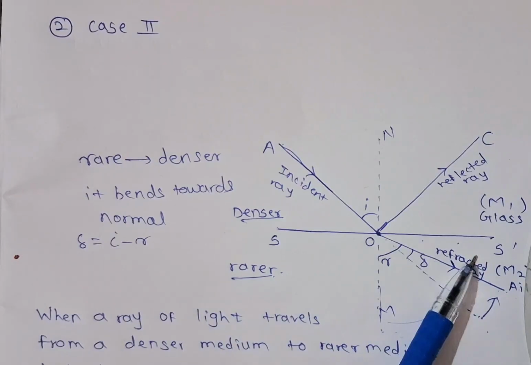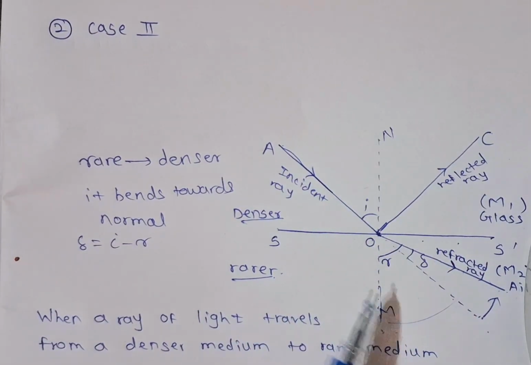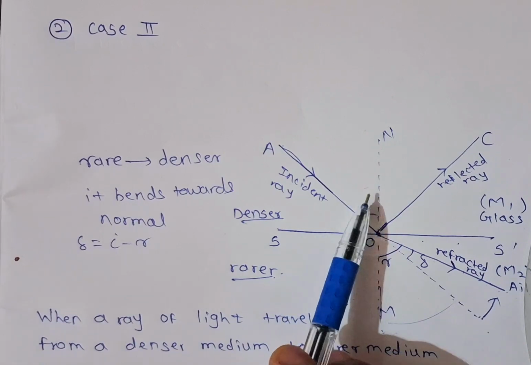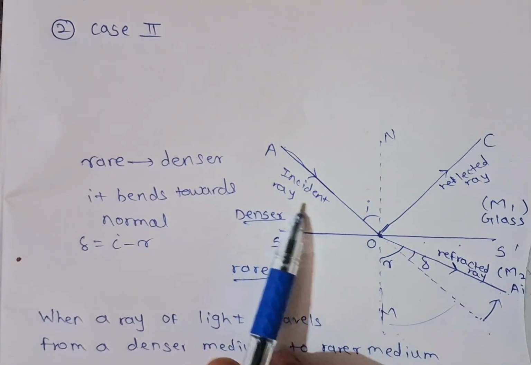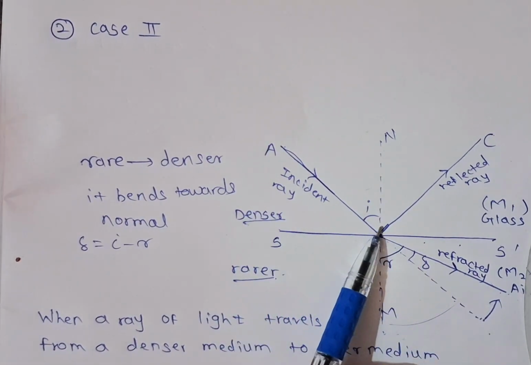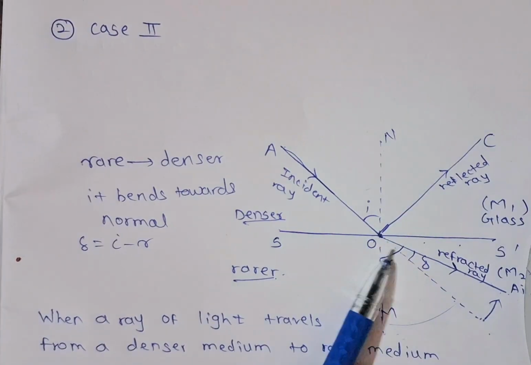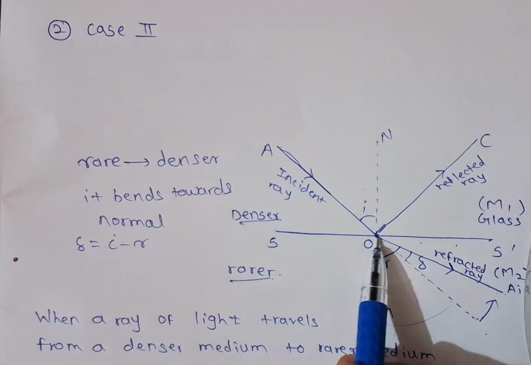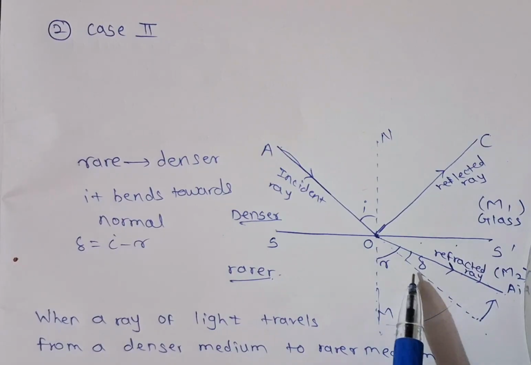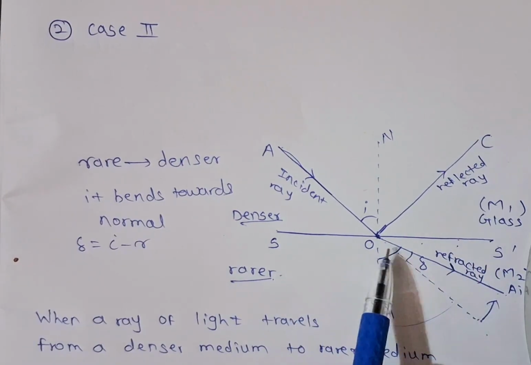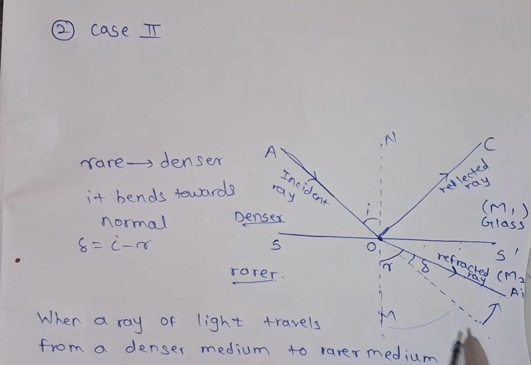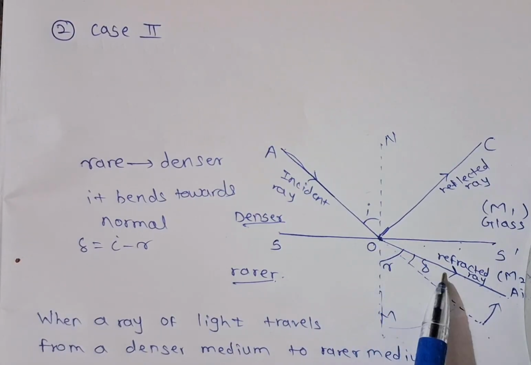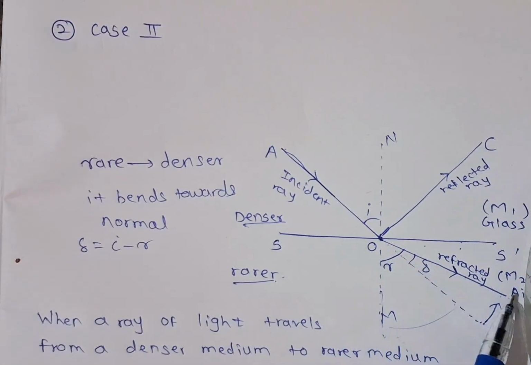This is S dash glass slab, and this is normal. A is the incident ray. It is making angle I with normal. Okay, this incident ray, some part of light gets reflected and some part is refracted. Now this light, after passing through this glass slab, should follow this path, but it bends towards that side and follows this path.